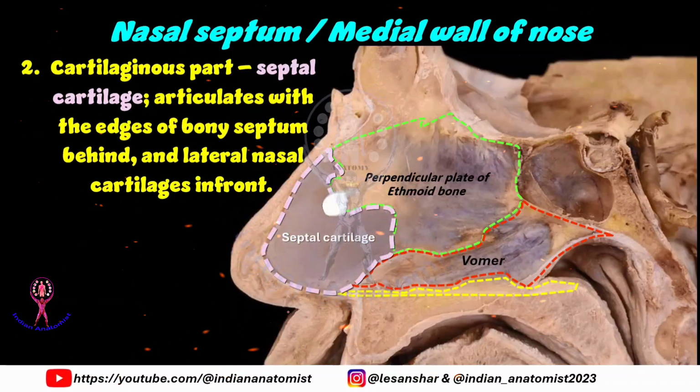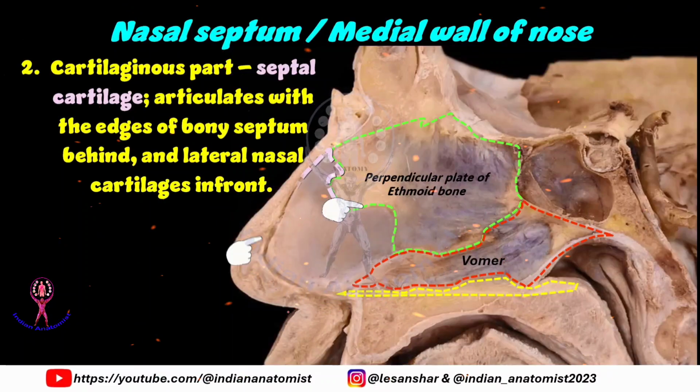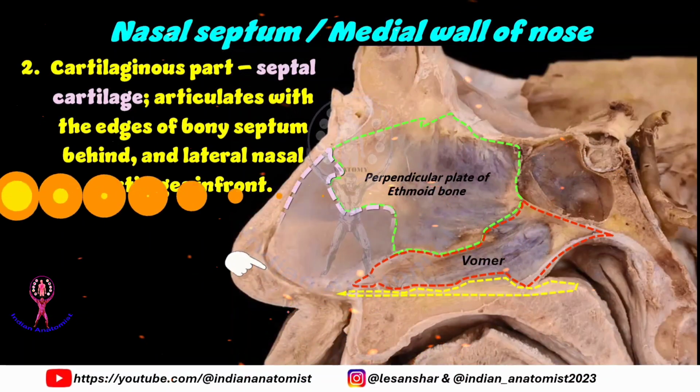It is the nasal septal cartilage that articulates with the margins of the bony septum behind, and the lateral nasal cartilages in front, which are a component of the lateral wall of the nose.